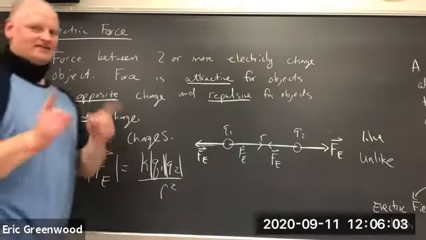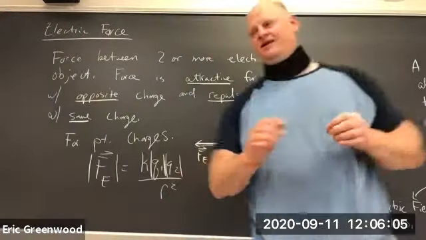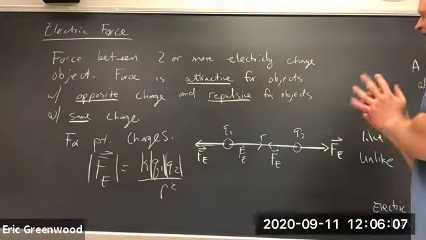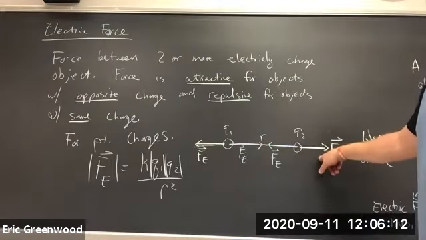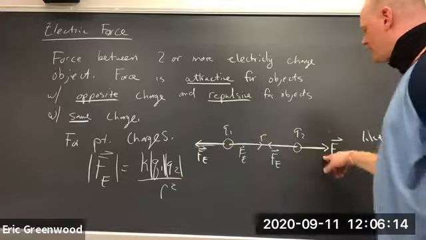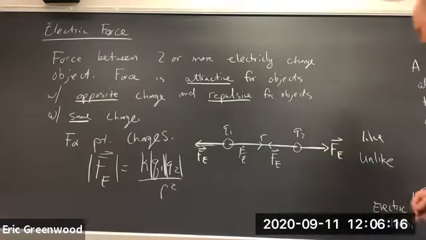Technically, this is only true for point charges, but this is what we're going to work with for now. If I have like charges, the direction of the force is going to be repulsive, so these are going to repel away from each other. And if I have opposite charges, then these things are going to be attracted to each other.